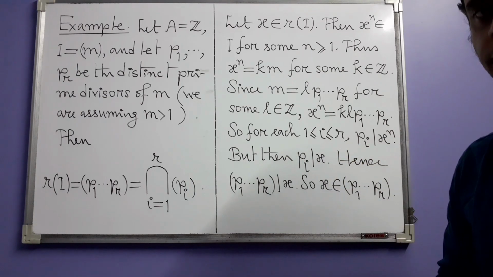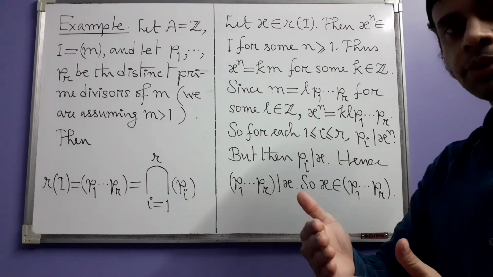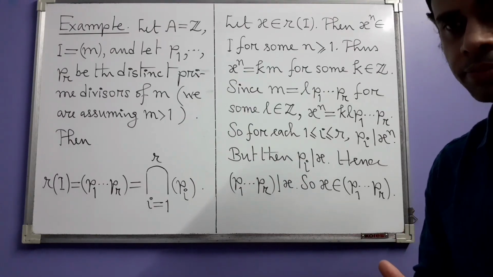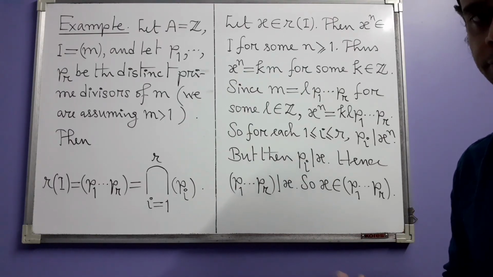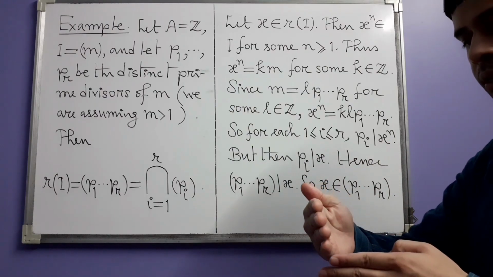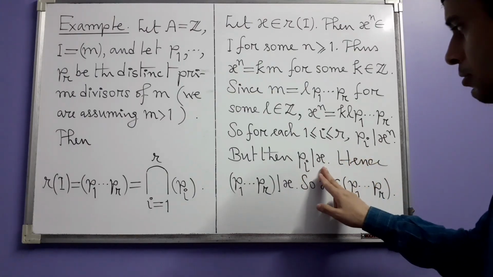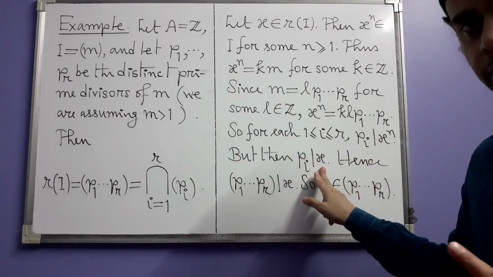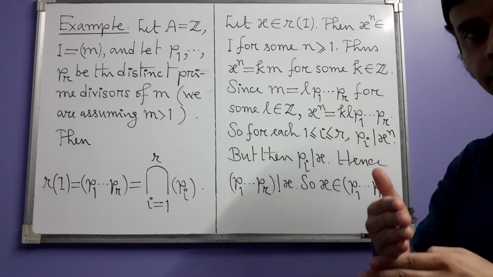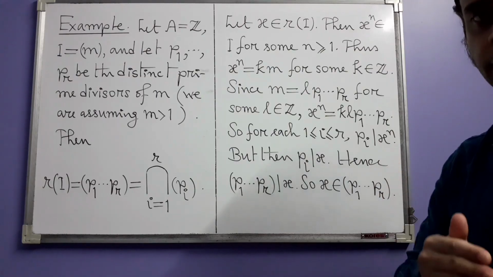But now you use the fact that pi is a prime. So if a prime divides the product of some integers, then it has to divide at least one of them. This is a basic fact from number theory. But it's a product of a number of x's only. So that is why pi has to divide x. And then each pi divides x, and the pi's are distinct primes, and that's why they are pairwise relatively prime.